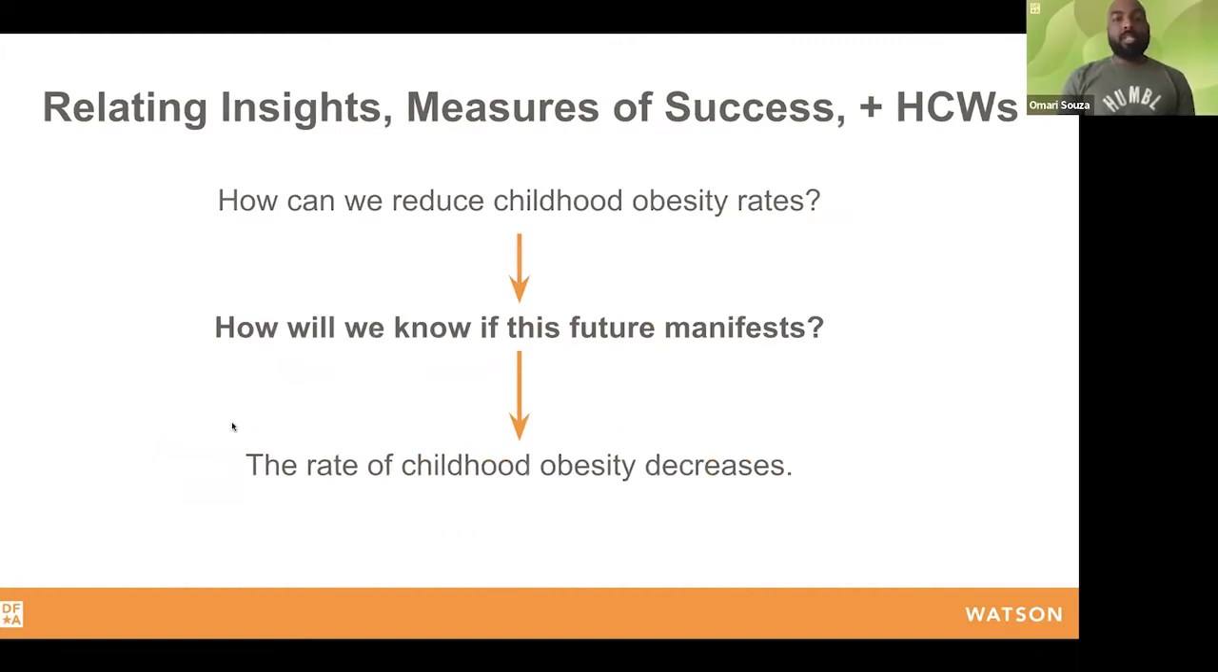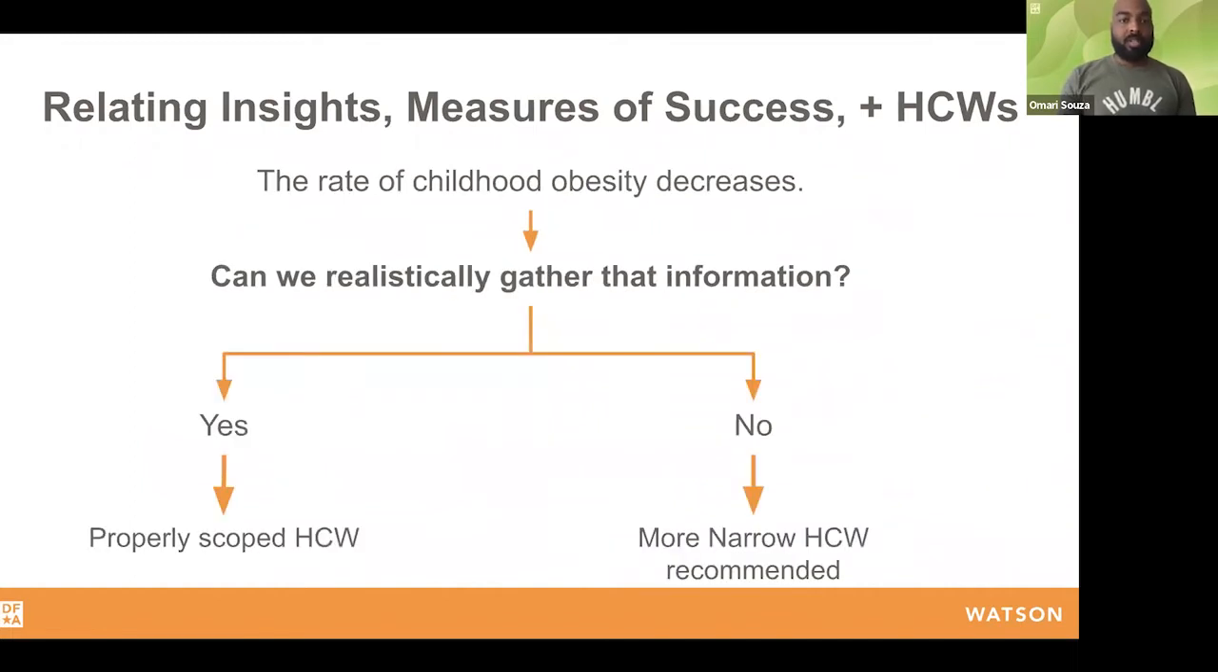All right, relating insights, measures of success to the how might we statement. How can we reduce childhood obesity rates? How will we know this future manifests? The rate of childhood obesity decreases. All right, can we realistically gather that information? Yes, by properly scoping your how might we statement, and no, you can pretty much indicate that you need to narrow your how might we statement.